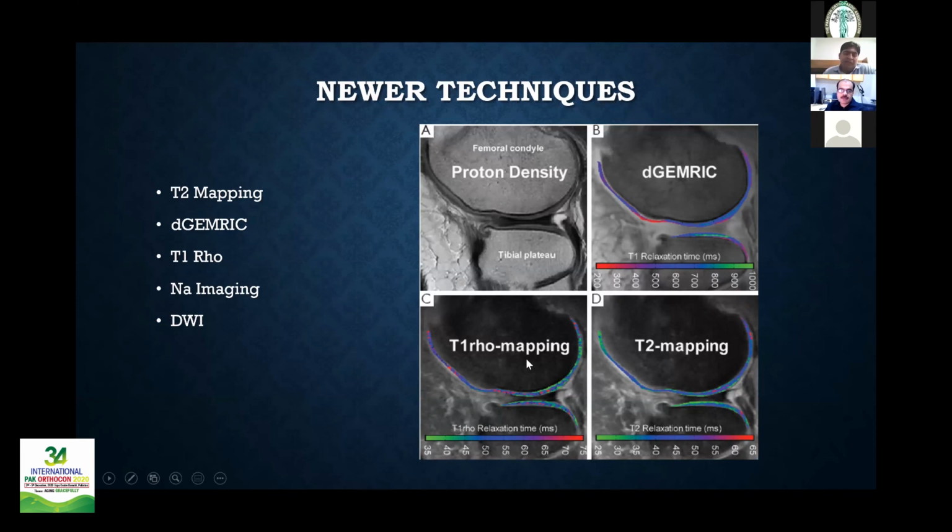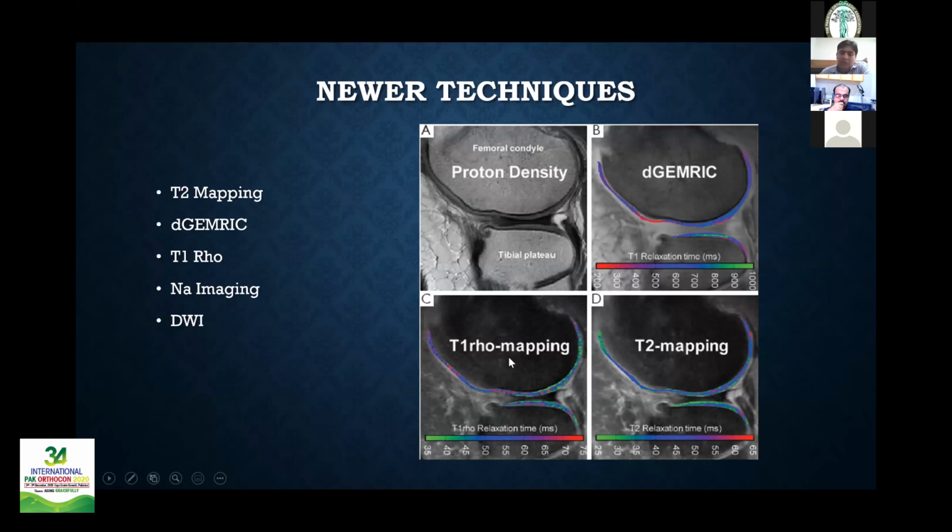T1 rho mapping is again used for evaluation of the proteoglycan content of the cartilage. In cases of chondromalacia patellae, there is loss of proteoglycans, and that leads to prolongation of the T1 rho time. There are certain relaxation times, T1 rho and T2 relaxation time, and every tissue has its specific relaxation time. So if there is loss of collagen or proteoglycans, those changes are apparent on these images. So this is T1 rho mapping and T2 mapping.